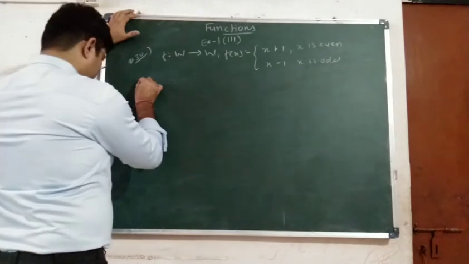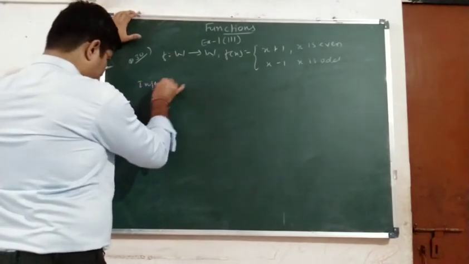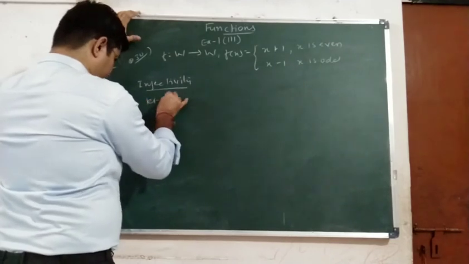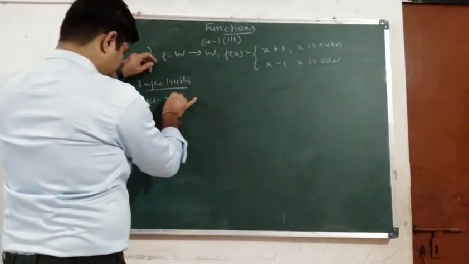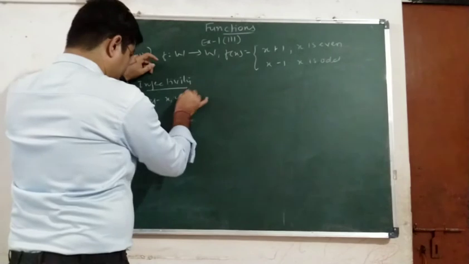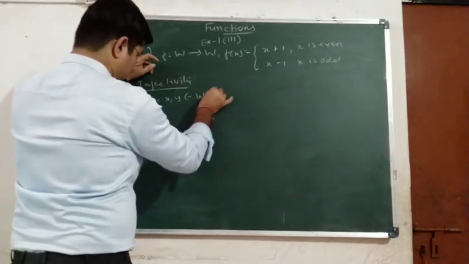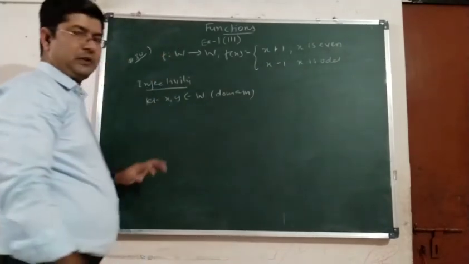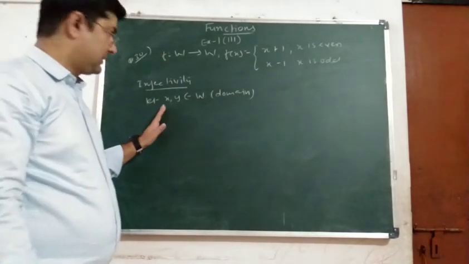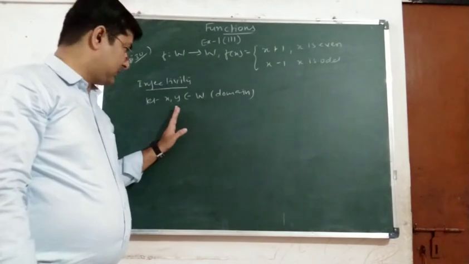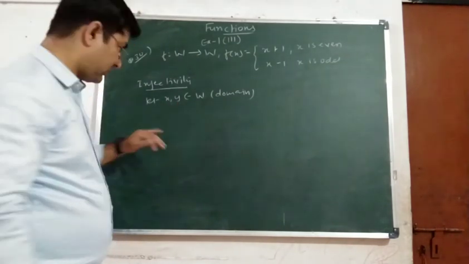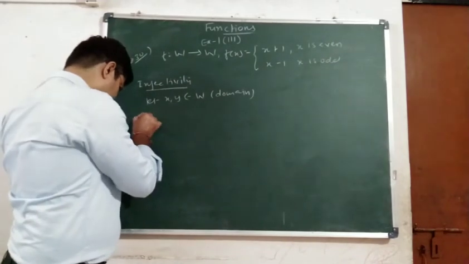Okay, so injectivity first. Let x and y belong to the domain. From the domain we take 2 elements. Now 3 cases arise. X and y both are even, x and y both are odd, and one is even and one is odd. So all the 3 cases we should discuss.